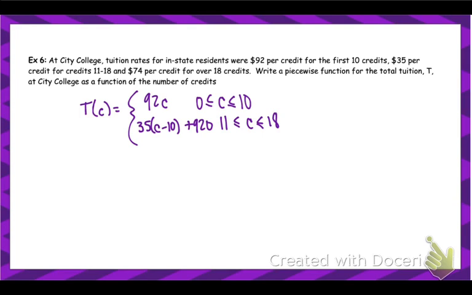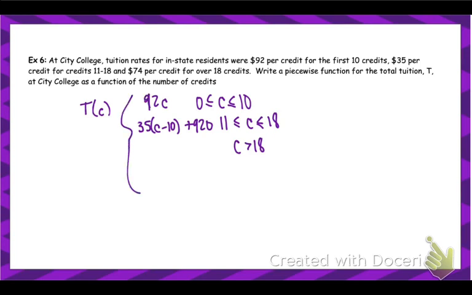All right, then looking at the last one, it's going to be $74 per credit over 18. So I can say C is greater than 18. I could say it's greater than or equal to 19 if you wanted to show those whole numbers. I'm just going to say greater than 18 just because that's how it's written. Because again, we're not going to have partial half credits here. It's only going to be those discrete values.